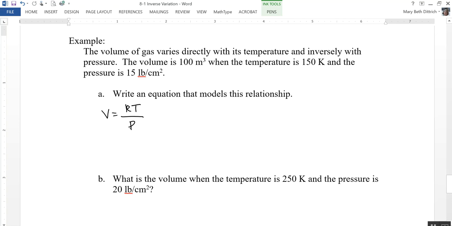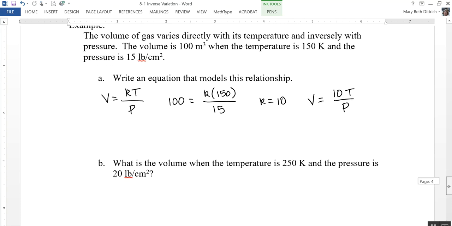Now I need to find the value of K, and that's where I'm going to use the second part of this problem. The volume is 100 cubic meters when the temperature is 150 Kelvin and the pressure is 15 pounds per cubic centimeter. Okay, so that's going to be 100 equals K times 150 over 15. Solving that, K is going to be equal to 10. So the equation that models this is going to be the volume equals 10 times the temperature divided by the pressure.